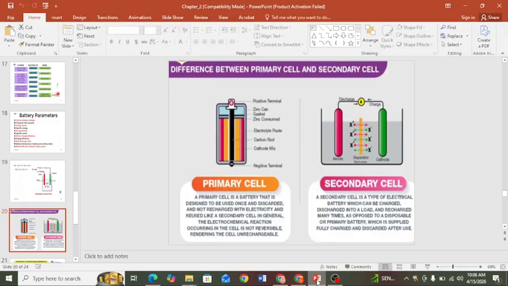When we think about the secondary cell, these are electrical batteries which can be charged and discharged into the load. This is helpful where it is used in electrical vehicles, bikes or cars, and charged many times with the help of a supply, as opposed to disposable batteries or primary batteries, which are supplied fully charged and discarded after use.